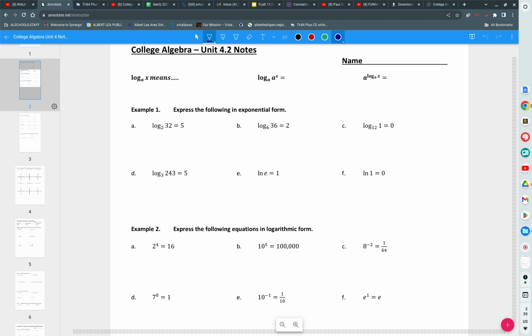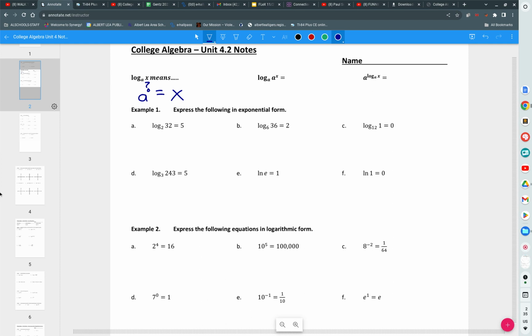All right, let's talk about logarithms. What are logarithms? Logarithms are related to exponentials. In particular, log base a of x means a base of a to what power is equal to x. That's what it means by definition.